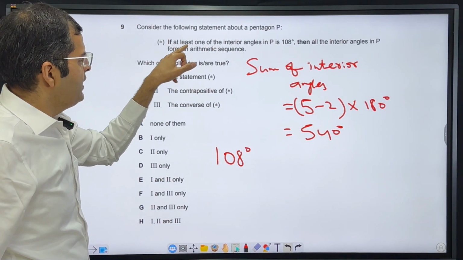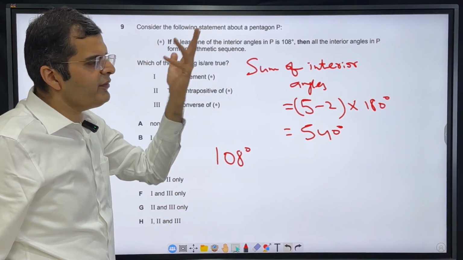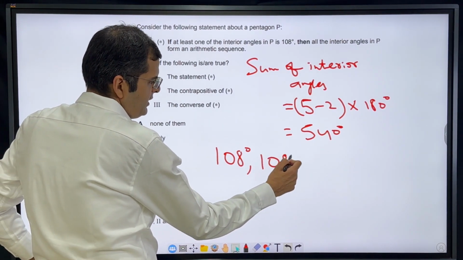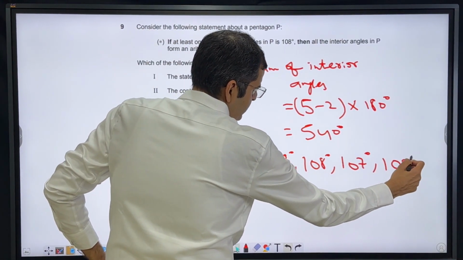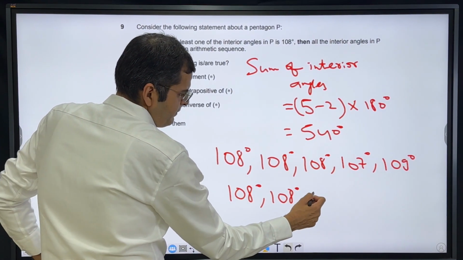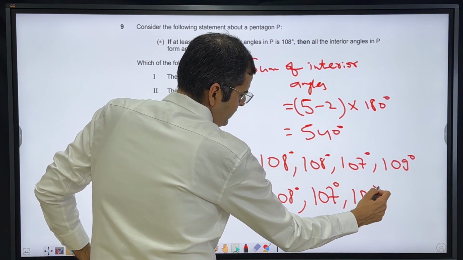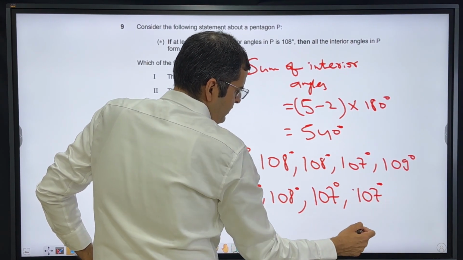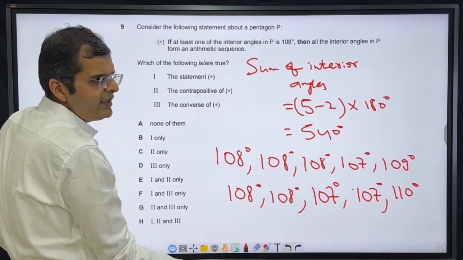Statement star. If one of them is 108 degrees, is it necessary for them to have an arithmetic sequence? No, it is not, because the other angles can be, let's say, 3 angles are 108 degrees, one angle is 107 degrees, other angle is 109 degrees. Or I have 2 angles as 108 degrees, one angle as 107, then one angle as 109, one angle as 107 again, and then the last angle as 110. All these are valid scenarios.